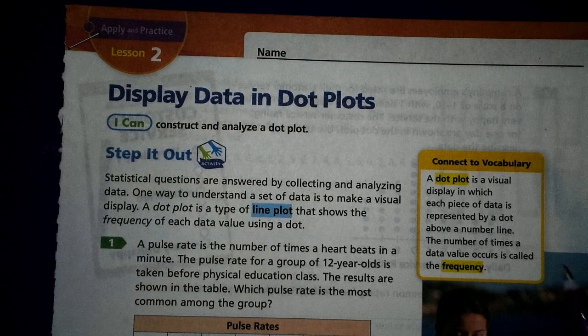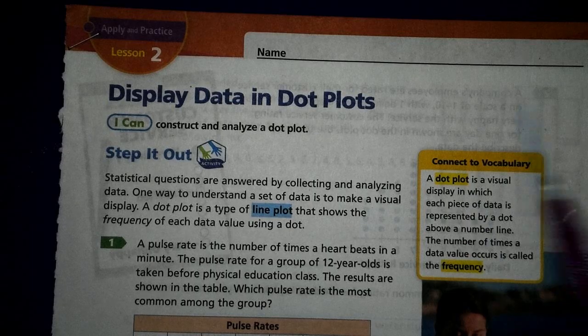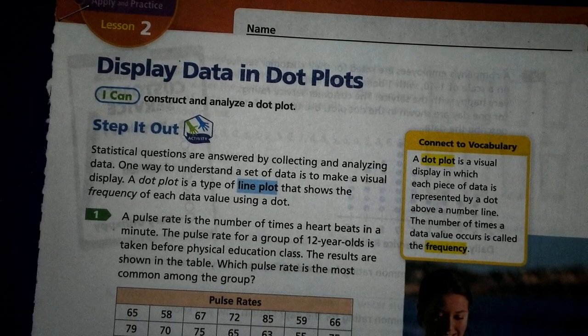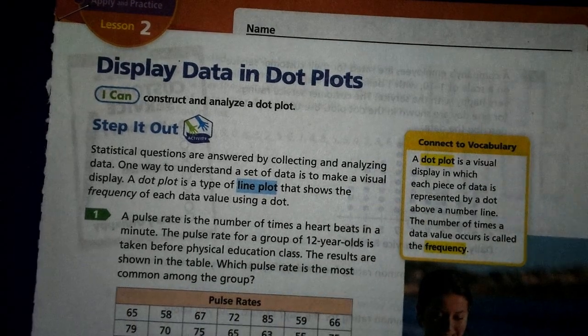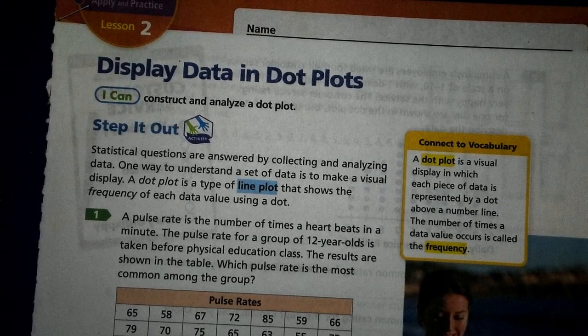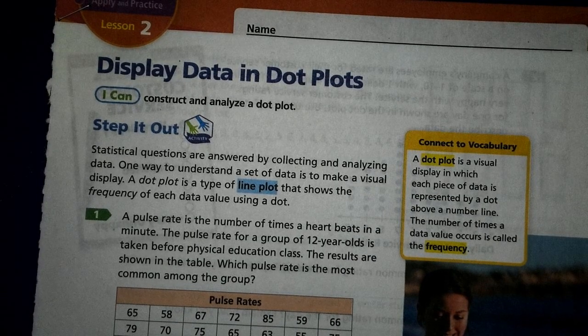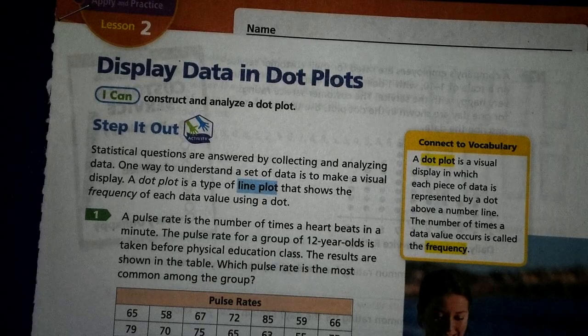Alright, so our vocabulary for today. A dot plot is a visual display in which each piece of data is represented by a dot above a number line. The number of times a data value occurred is called frequency.